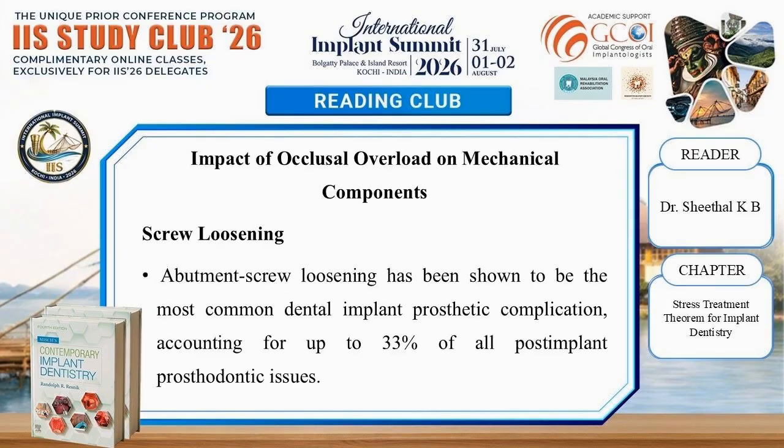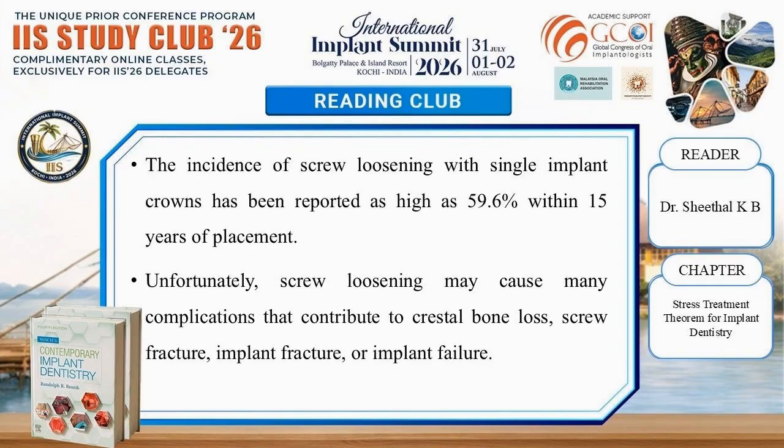Impact of occlusal overload on mechanical components, under which we have screw loosening. Abutment screw loosening has been shown to be the most common dental implant prosthetic complication, accounting for up to 33% of all post-implant prosthodontic issues. The incidence of screw loosening with single implant crowns has been reported as high as 59.6% within 15 years of placement.